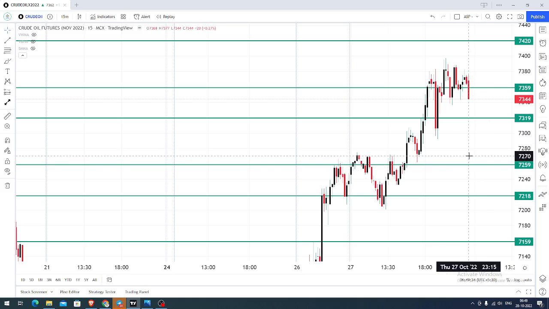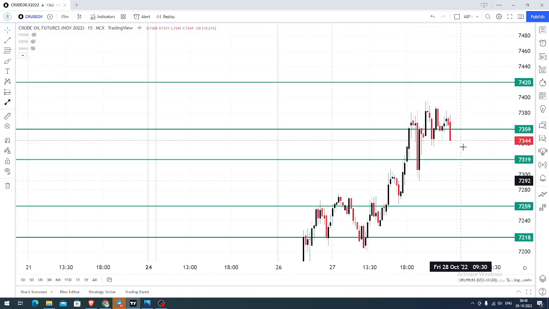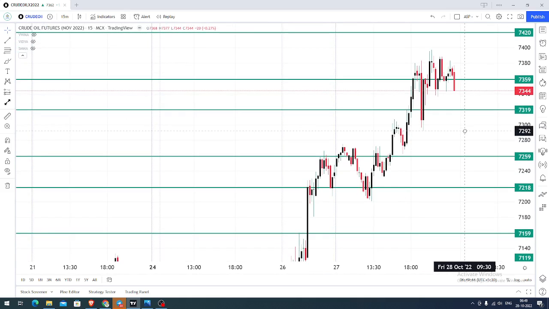So what we can do for today, you can go for buying till 7,200 by placing stop near 7,180, expecting the market to continue its buying to reach various targets marked as possible resistance. So let us see what's going to happen during the trading session.